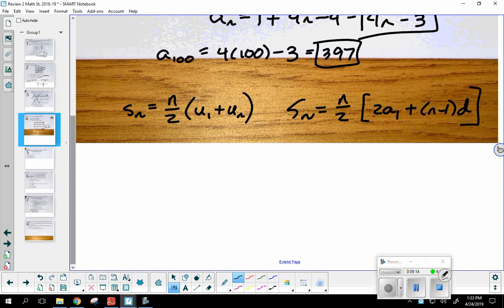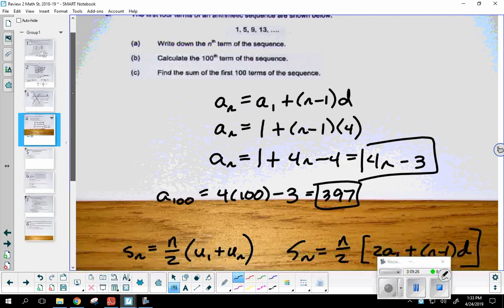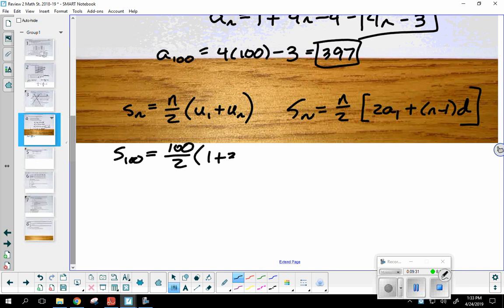We know we're adding 100 terms, and we know what the common difference is. But we can just plug into this first one. So the sum of the first 100 terms should be 100 halves times the first term, which was what? 1, plus it was 397. Okay. So basically, it looks like I'm needing 50 times 398. And I don't know what that is off the top of my head.